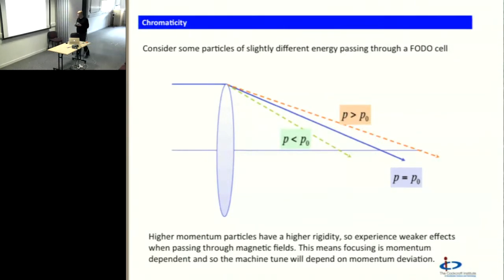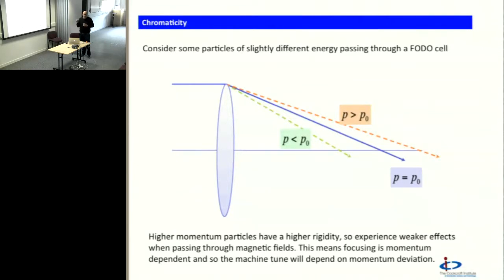So chromaticity is a momentum-dependent focusing, essentially. It's the impact on your transverse focusing properties of the beam's momentum spread. So focusing is momentum-dependent, and everything that we associate with transverse focusing is momentum-dependent. That means the beta function is momentum-dependent. So the beta function we've seen so far is the on-momentum or ideal beta function.